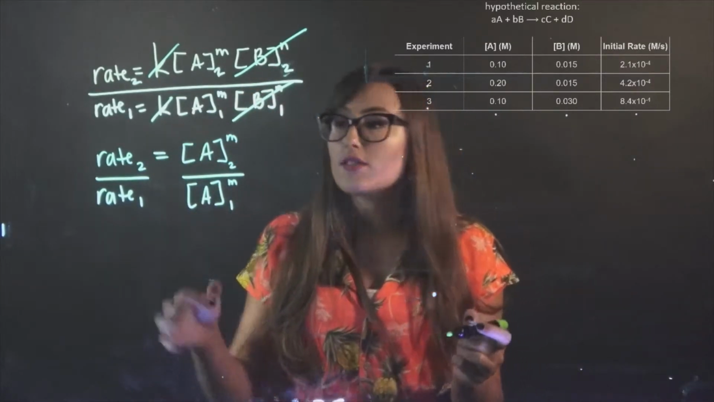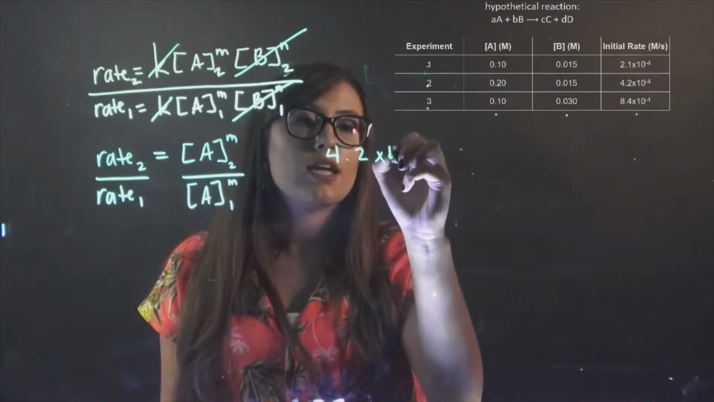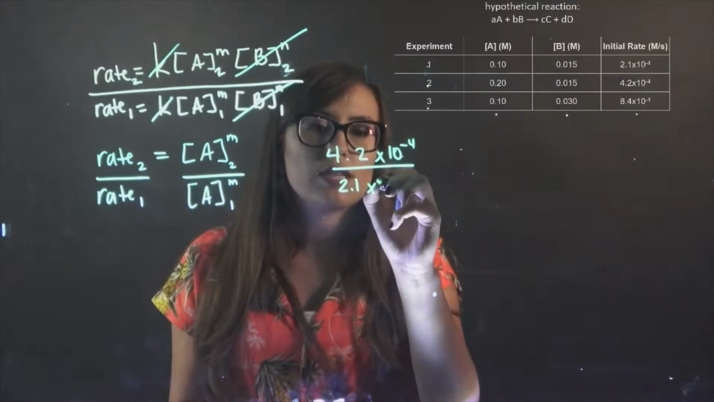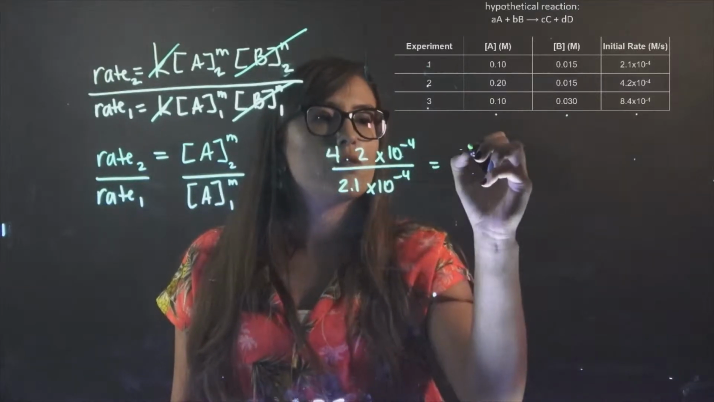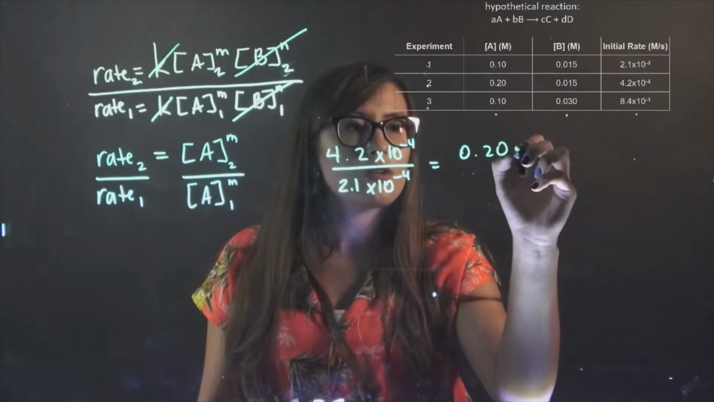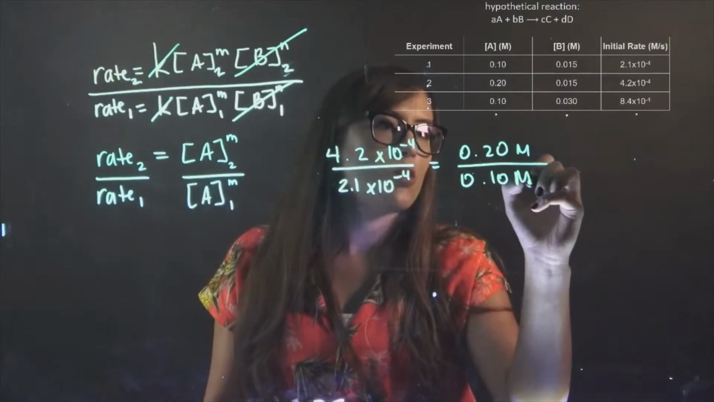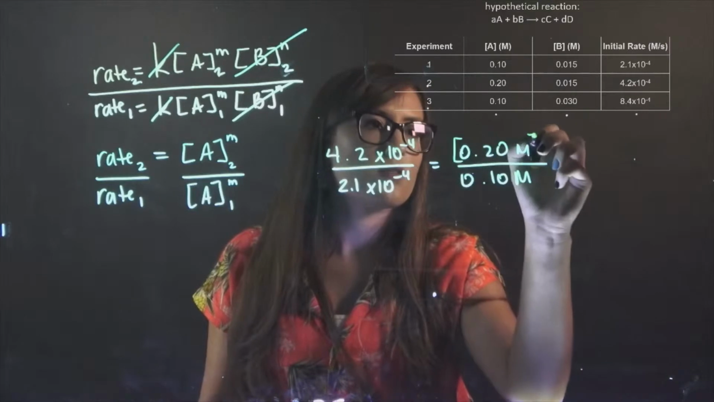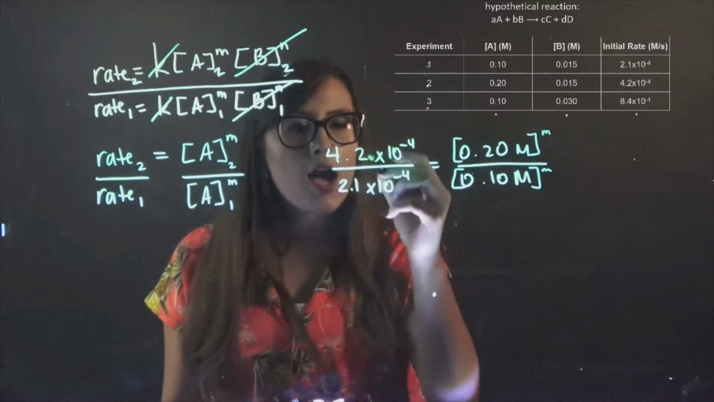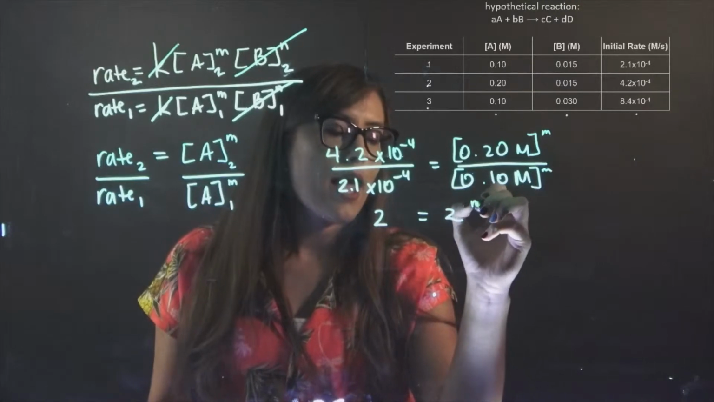In order to solve this, we go ahead and plug in the appropriate values. We get 4.2 times 10 to the negative 4th divided by 2.1 times 10 to the negative 4th is equal to 0.20 divided by 0.10 molar, held to the exponent m. And this ends up simplifying down to 2 is equal to 2 to the m.